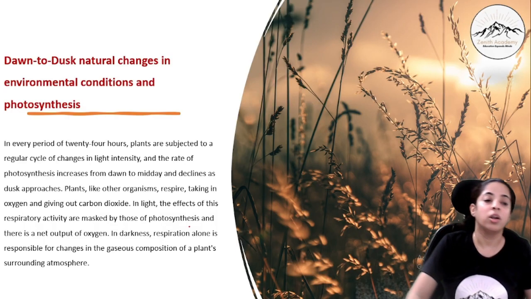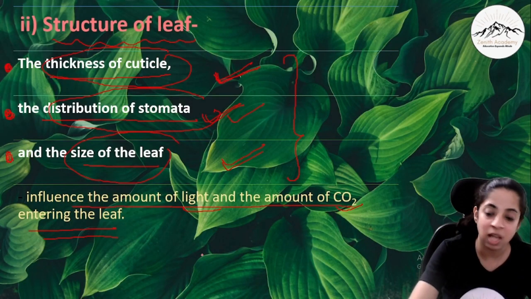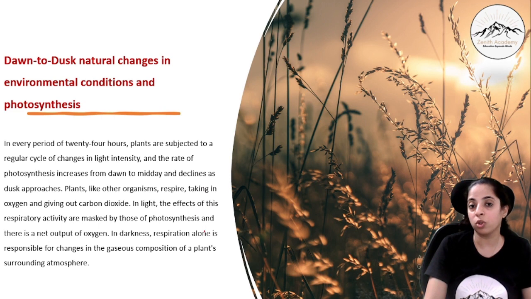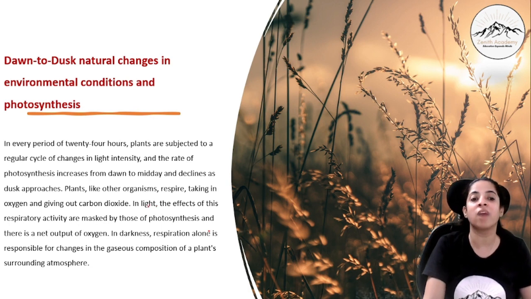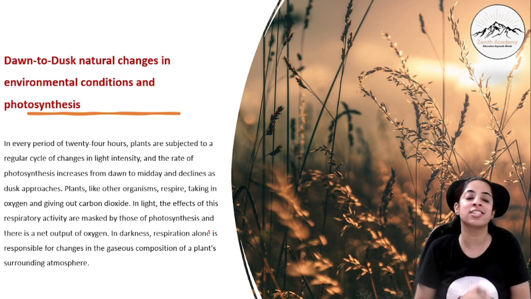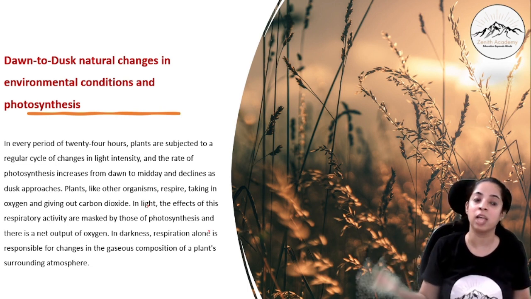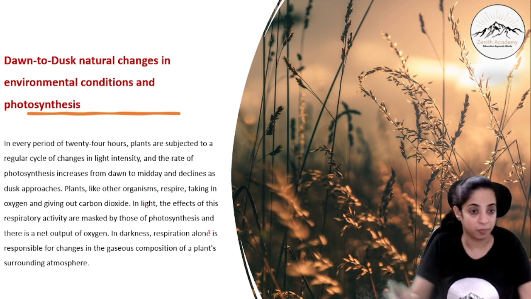Next, so these were the factors. Now I am explaining some important concepts, or you can say important points here. Dawn to dusk: natural changes in the environmental conditions and photosynthesis. How photosynthesis is related to the natural changes in the environment that happen from dawn to dusk.